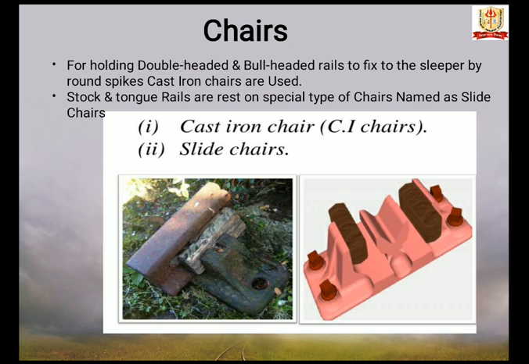Now next is chairs. For holding double-headed and bull-headed rails fixed to sleepers by round spikes, cast iron chairs are used. Stock and tongue rails rest on a special type of chair named a slide chair. So there are two types of chairs: cast iron chairs and slide chairs.